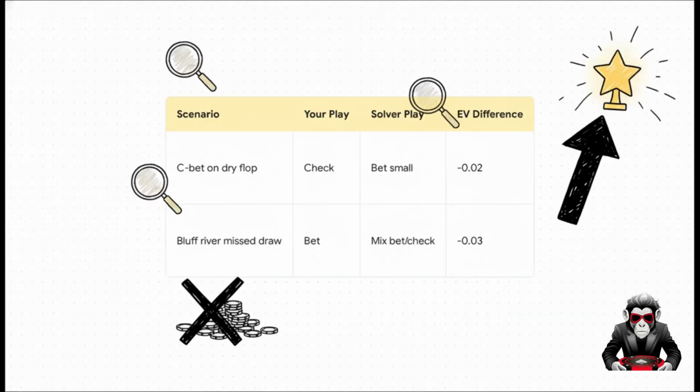Now, I love this slide because it shows you something most players totally miss. So you check, but the solver bets small. But look at that EV difference. It's tiny. It's almost nothing. By looking at these small gaps, you start to realize, whoa, not all mistakes are created equal. And this frees you up to stop sweating the small stuff and focus on fixing the major leaks in your game.